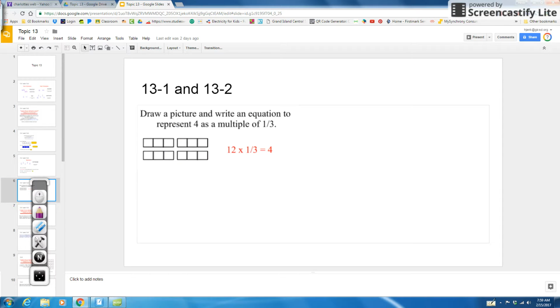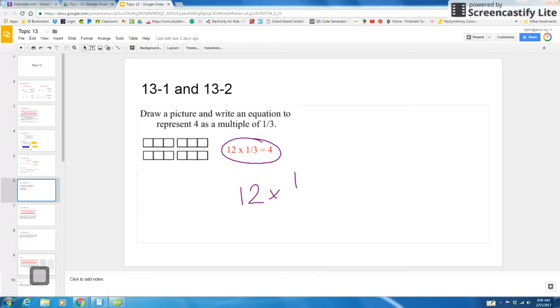All right, let's take a look at another problem here. So they want us to draw a picture and write an equation to represent 4 as a multiple of 1/3. So they already kind of gave us the answer. But I want to take a look at the picture to see how they got to this. They're saying that 12 times 1/3 equals 4. And I'm going to show you how they get to that in a couple different ways. One using the picture, one using numbers.